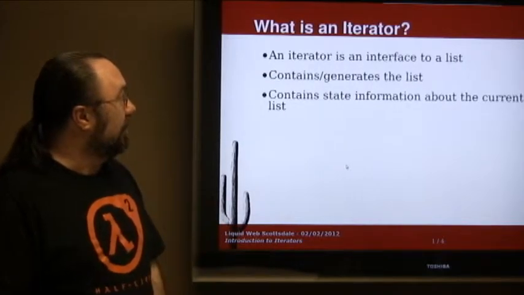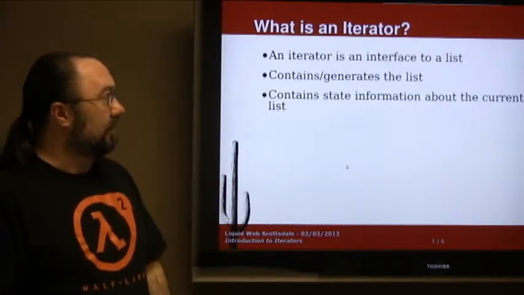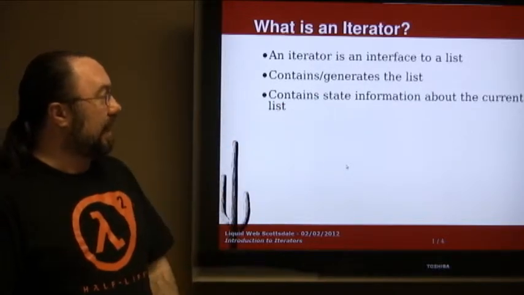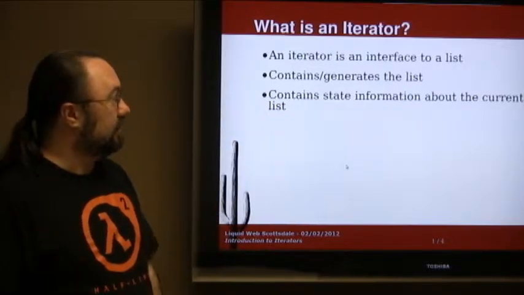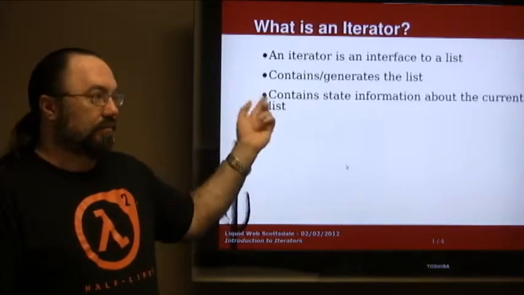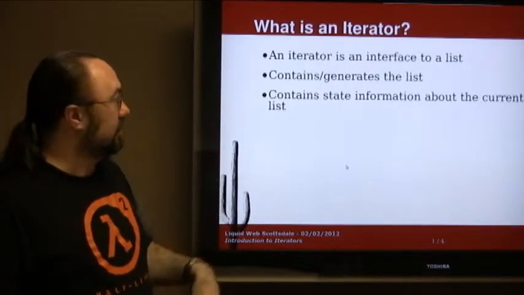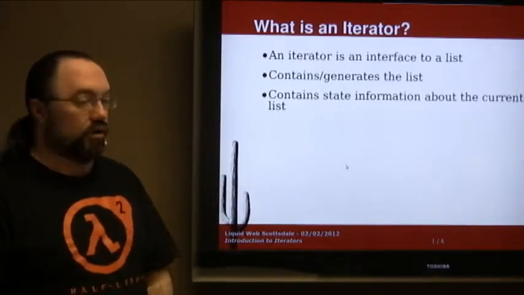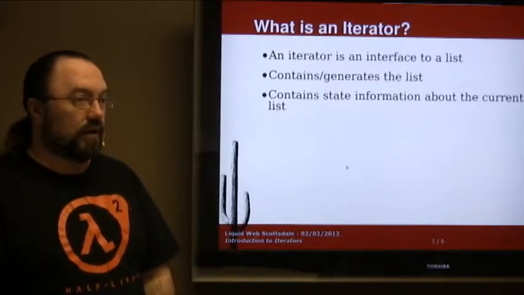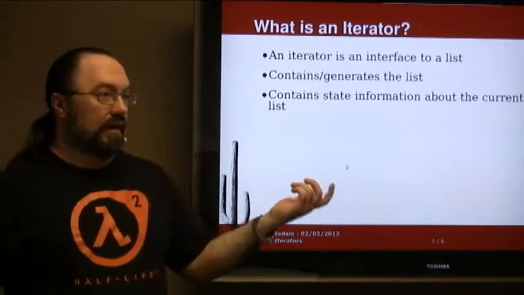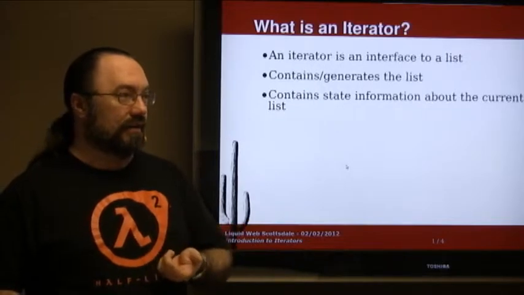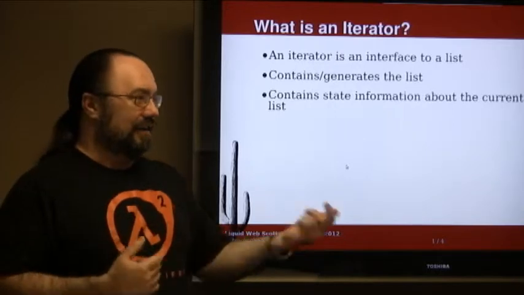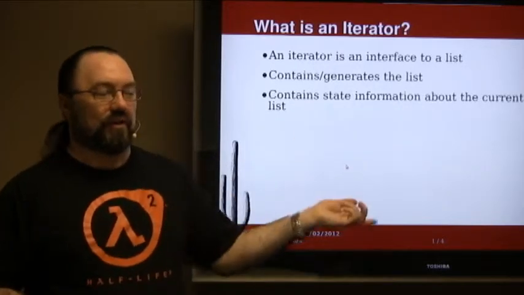Okay, what is an iterator? An iterator is basically an interface to a list. It contains and/or generates the list, usually generating most of the time, but you can, if you want, contain it. And an iterator also contains state information about the current position you are in the list. So if you had an object that had a next method, you could say object arrow next, and it would give you the next value.